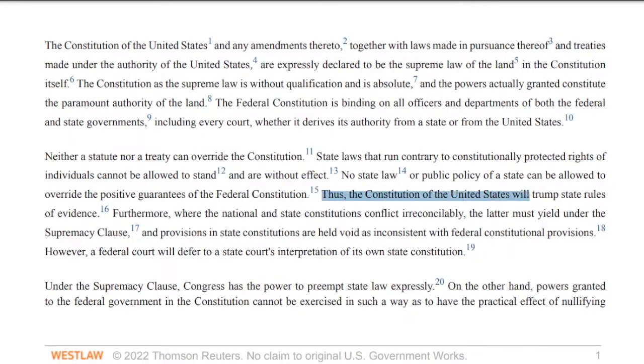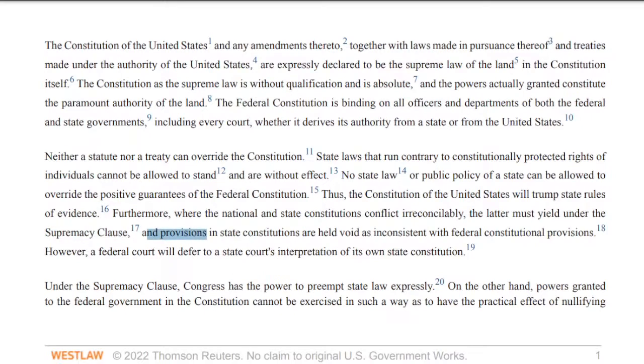Thus, the Constitution of the United States will trump state rules of evidence. Furthermore, where the national and state constitutions conflict irreconcilably, the latter must yield under the Supremacy Clause. And that's footnote 17. So we see this with the national and state constitutions conflict irreconcilably, meaning they cannot figure out a way to agree upon the conflict to resolve it. The latter must yield. That means the state constitution must give up, must yield under the Supremacy Clause.